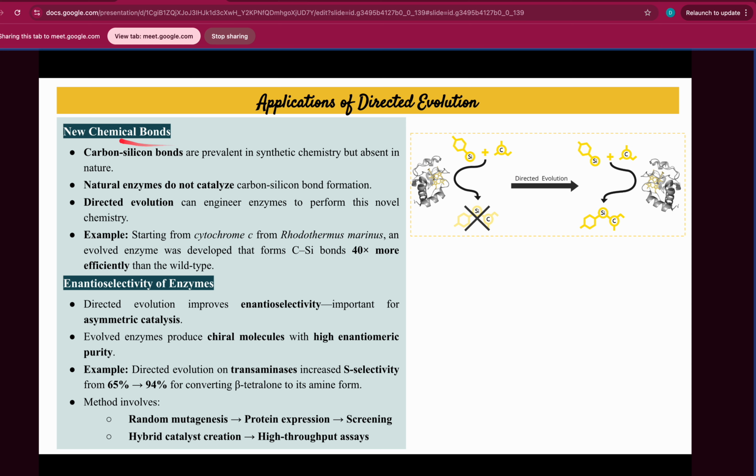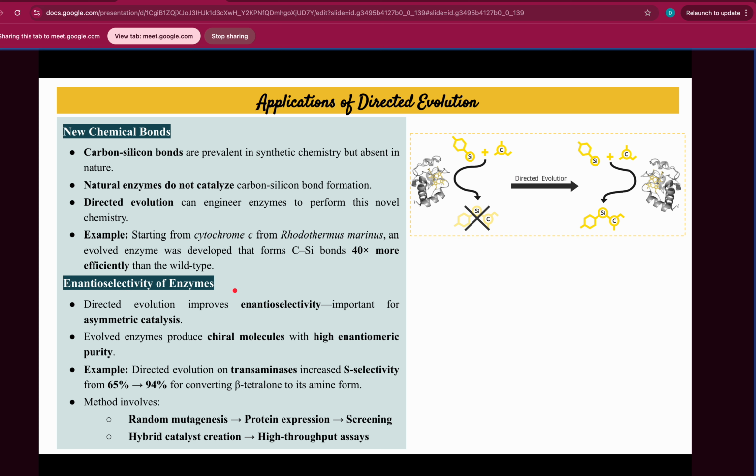And then the next application is new chemical bonds. New chemical bonds can also be introduced by bringing about certain mutations, such as carbon silicon bonds, which are prevalent in synthetic chemistry, but they are absent in nature. So natural enzymes do not catalyze this carbon silicon bond formation. So directed evolution can help you to engineer the enzymes to perform this novel chemistry. With the help of directed evolution, now you will be able to form the bond between the silicon and carbon. Previously this bond was not catalyzed by any enzyme. So this is also an application of directed evolution, that you can construct new chemical bonds.